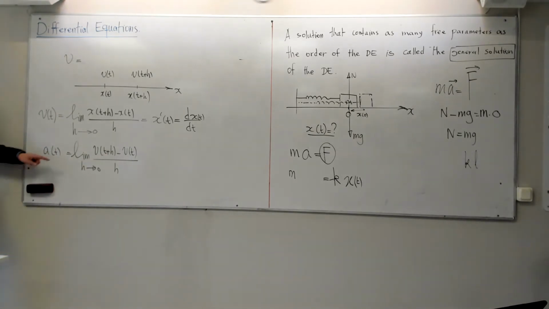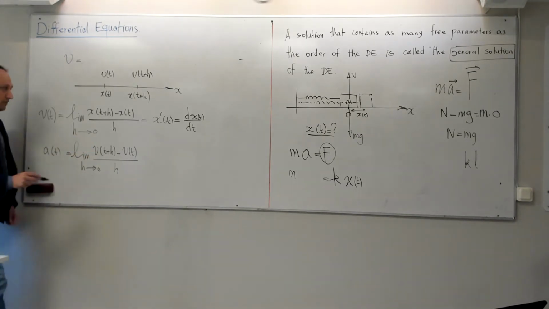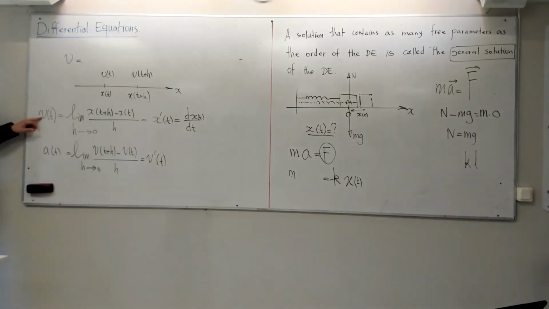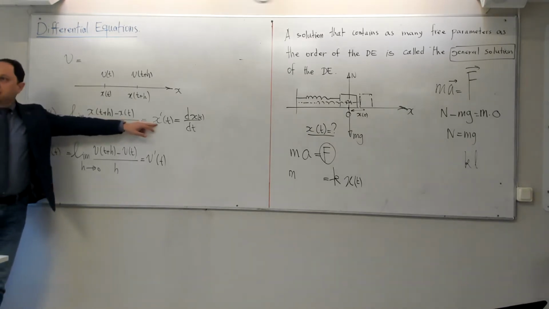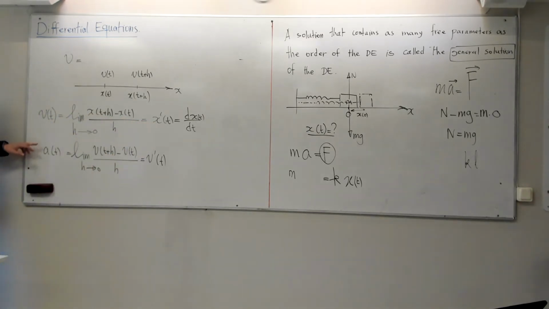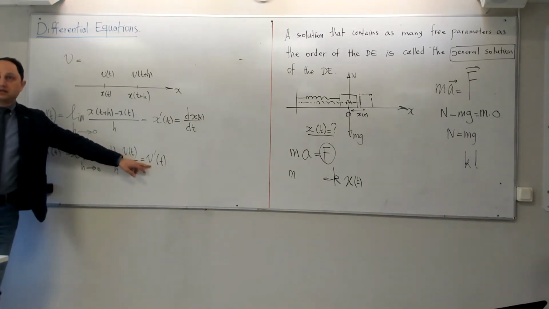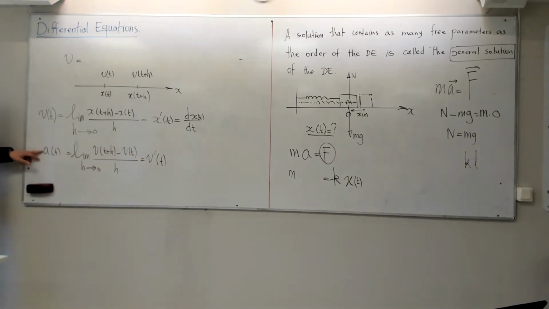Yes? And now, this is also the definition of the derivative, but the derivative of this function becomes v prime of t. So what we learn is that velocity is the derivative of the position function, and acceleration is the derivative of the velocity function. Yes? So what is the relation between acceleration and position now? It becomes evident, yes?